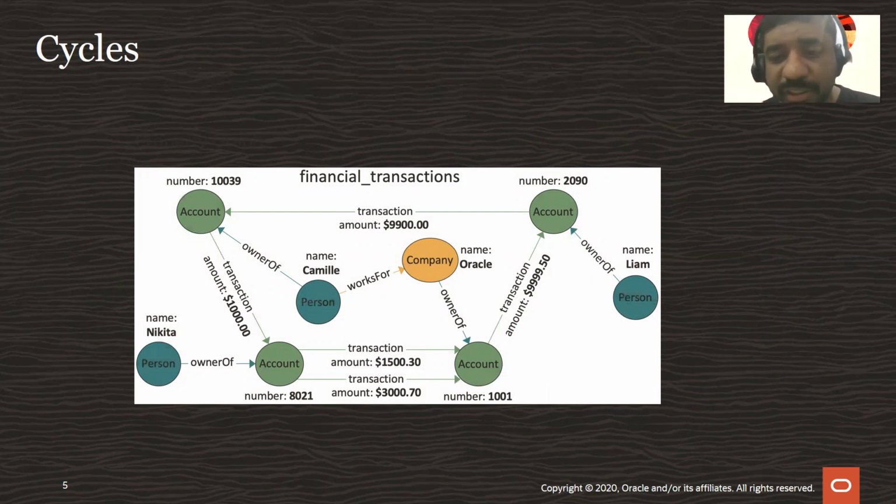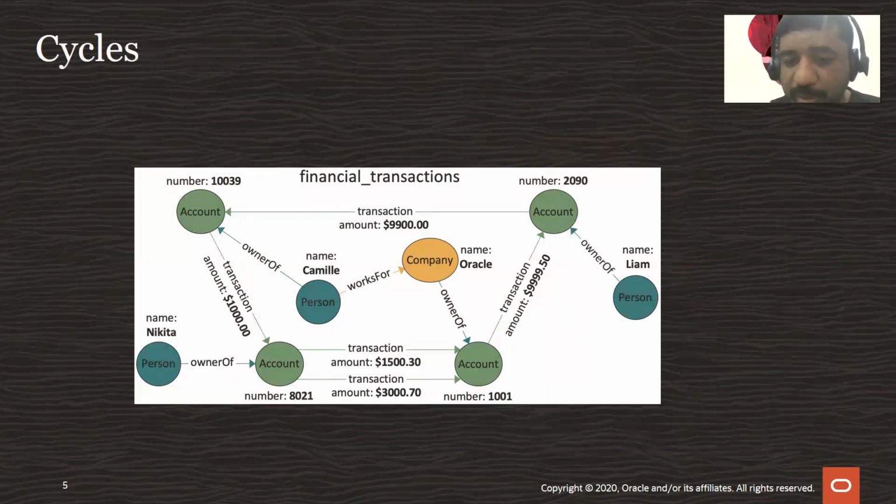In this example, we can see that we'll start from the right of the screen. So Liam is the customer. He's a person who is the owner of account 2090, who makes a transaction of close to $10,000 to account 10039, and that particular account makes a transaction close to $1,000 to the account 8021. And then we can see there are two transactions coming from 8021 into the account 1001. And if we notice, we started with a transaction close to $10,000 between account 2090 and 10039.